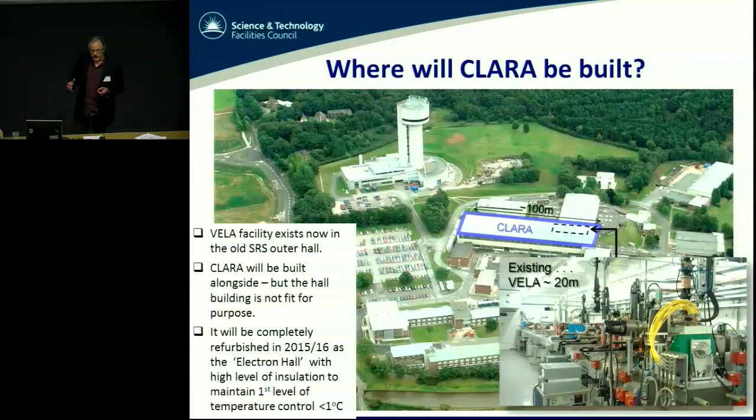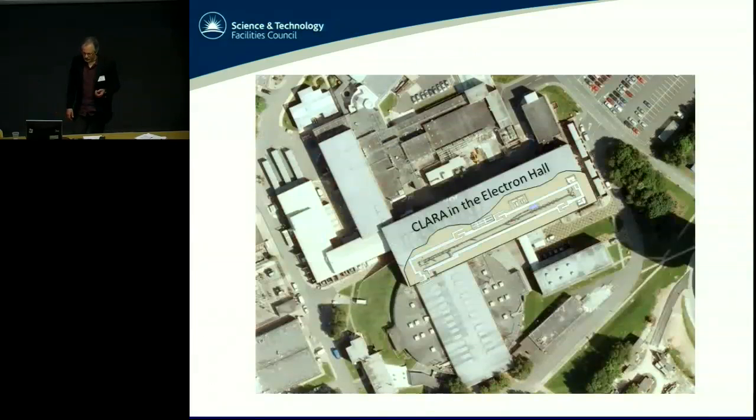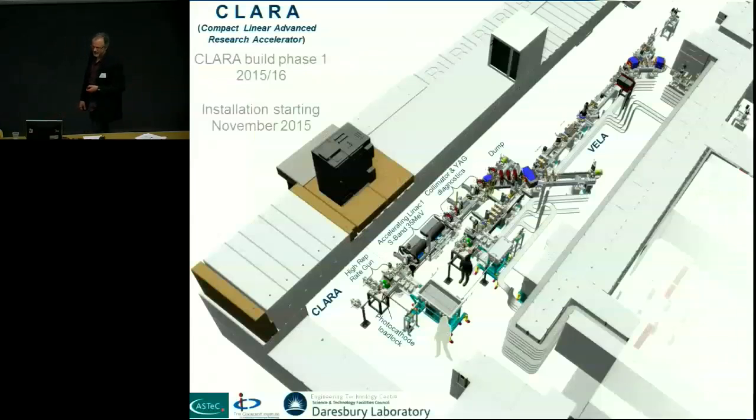And we'll have a temperature stabilization of less than a degree, summer, winter. Inside that will be the bunker for CLARA, at 0.1 degree. And further inside, in specific areas, we are attempting to get to 0.01 degrees. I'll come on to that later. So that's just an aerial view. CLARA's electron hall fits nicely.